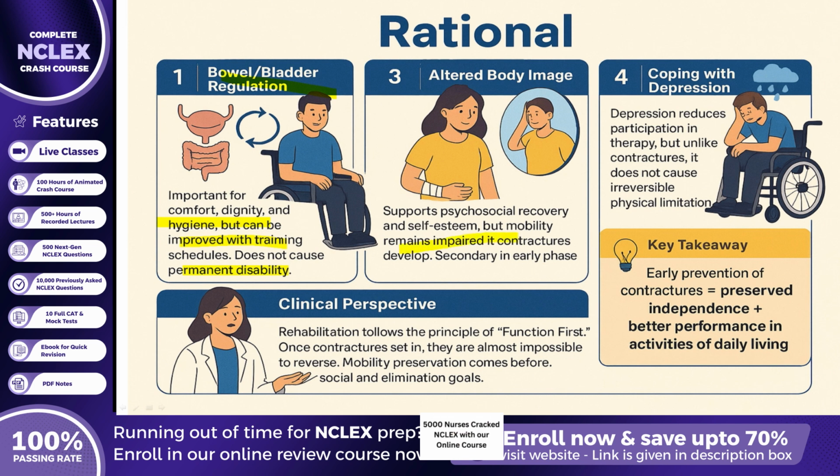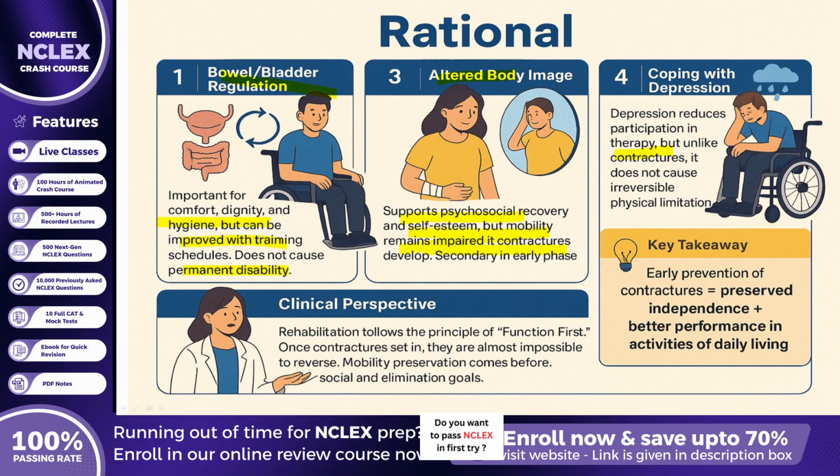Turning to the third option, addressing altered body image is certainly vital for psychosocial recovery, as many clients experience frustration, loss of self-esteem, and visible physical changes after a stroke. Nurses should encourage independence, provide reassurance, and involve clients in care decisions to support self-image. However, even if body image is improved, mobility and independence will still be compromised if severe contractures occur. Therefore, this is an important but secondary focus during the early rehabilitation phase.